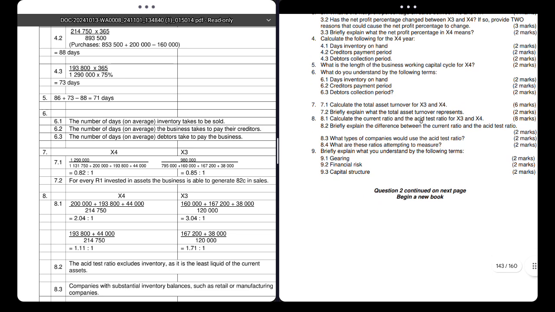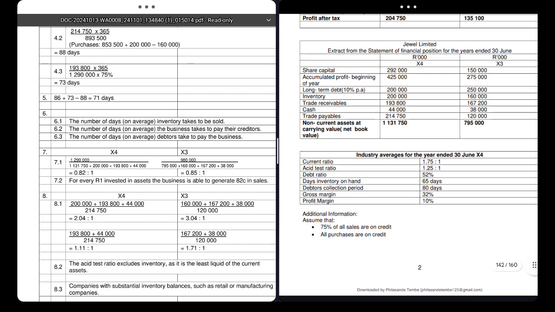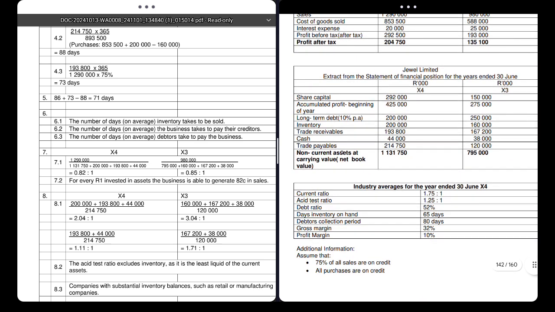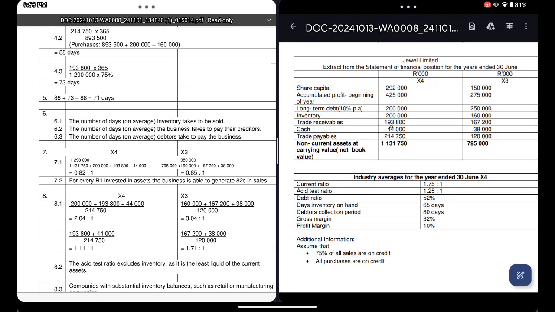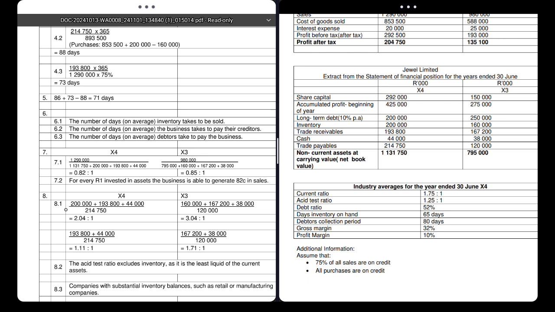Asset test ratio 8.1. To calculate asset test ratio, it is your current assets minus inventory over your current liabilities. So let's work with our current assets here. This is non-current. So current assets will be trade receivables, your inventory, and your 44,000. Current assets over your current liabilities.